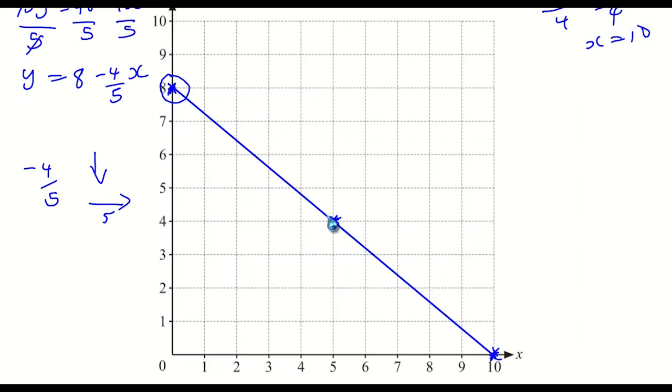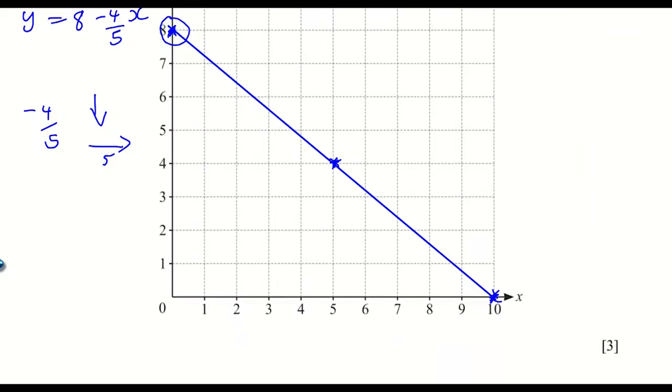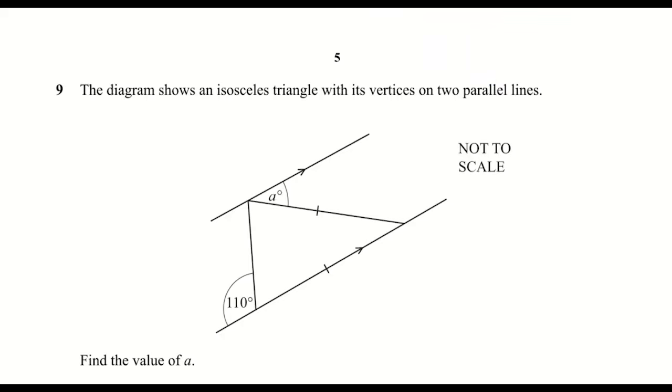So this is more advanced. You make use of this mostly in IGCSE, but it's still good when you use it in grade 9 as well. It's pretty easy as well. So let's go to the next question. That will be question 9.